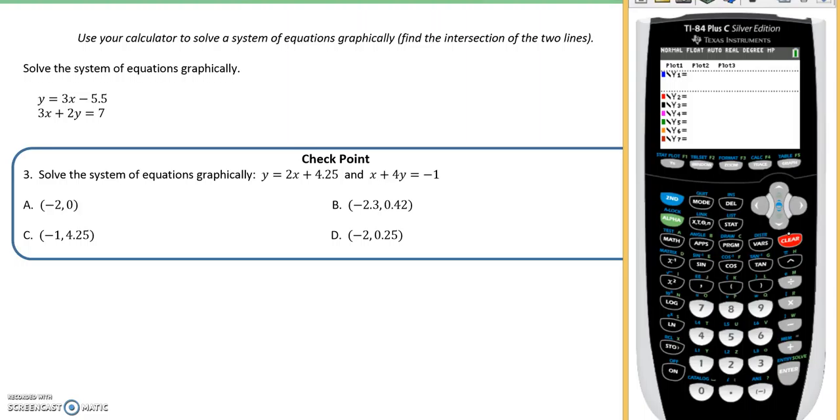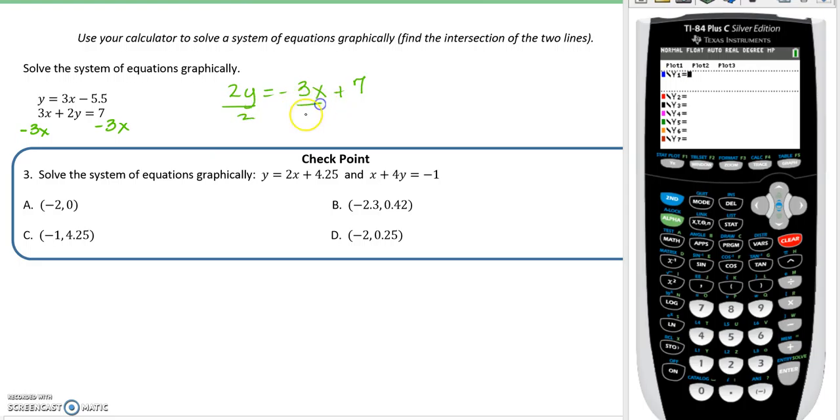First thing I need to do is get both of them in the form y equals. My first one is in good shape. My second one is not. So I need to go ahead, minus my 3x from both sides. So I have 2y is a negative 3x plus 7, and then divide everything by 2. y is a negative 3 halves x plus 7 halves. You can leave these as fractions or you can make them be decimals, whatever you want.